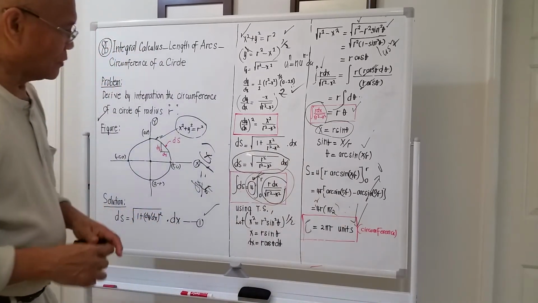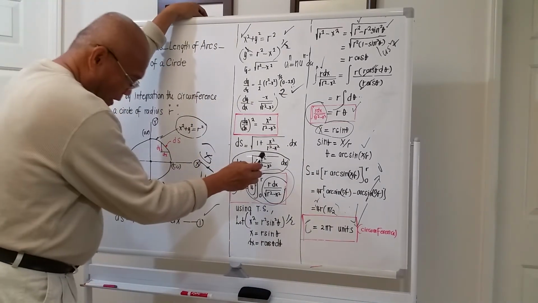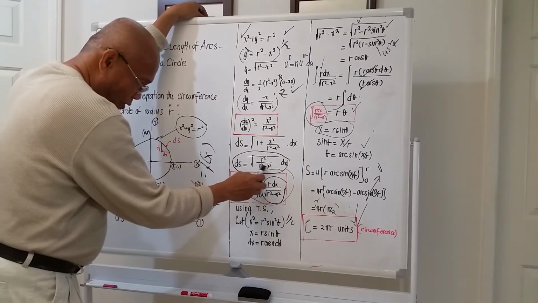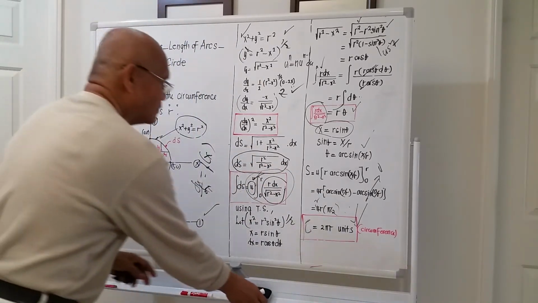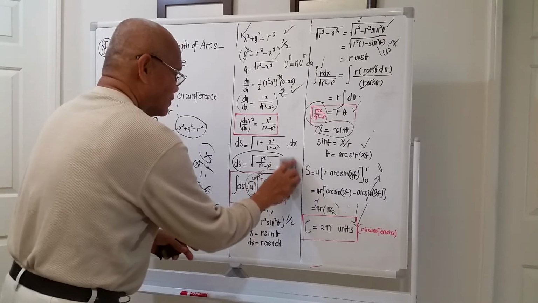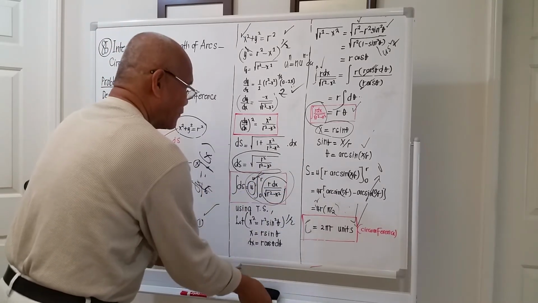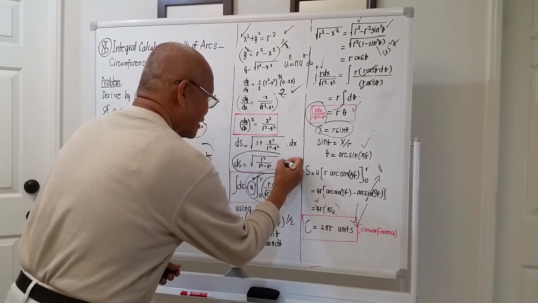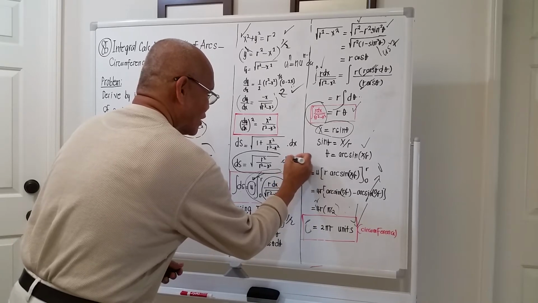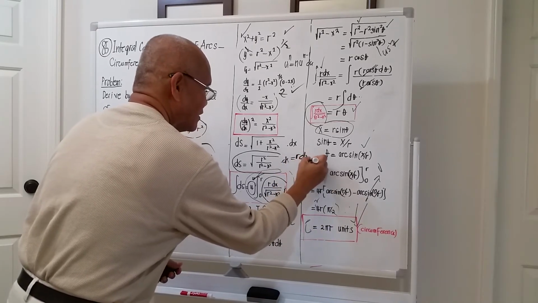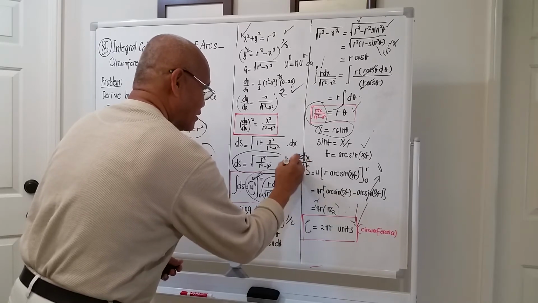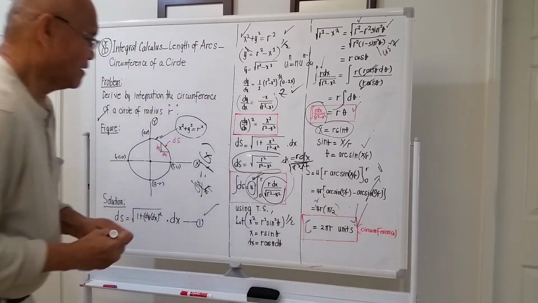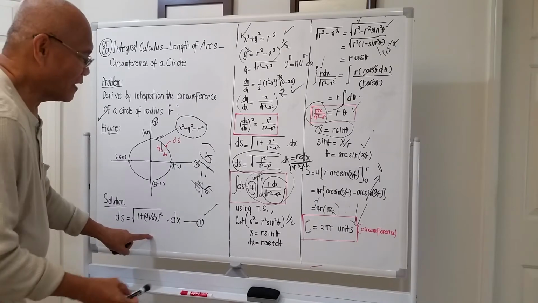As a simplification, this will be the square root of r square over r square minus x square. Luckily, the numerator is actually a perfect square. This is times dx. So it will be r dx all over the square root of r square minus x square. Okay? I just go back here.